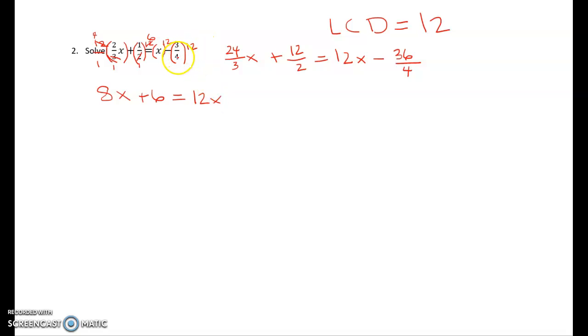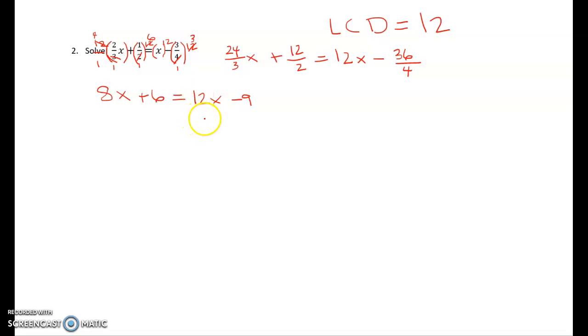4 and 12, 4 goes into 4 once. 4 goes into 12 3 times, so 3 times 3 is 9, so minus 9. Okay, now notice I would have gotten the same thing here. 24 divided by 3 is 8, 12 divided by 2 is 6, and 36 divided by 4 is 9. So you get the same thing either way, but just choose a method and go with it.